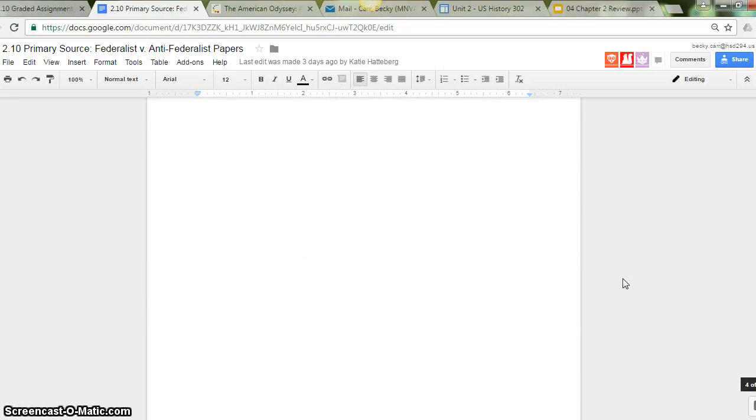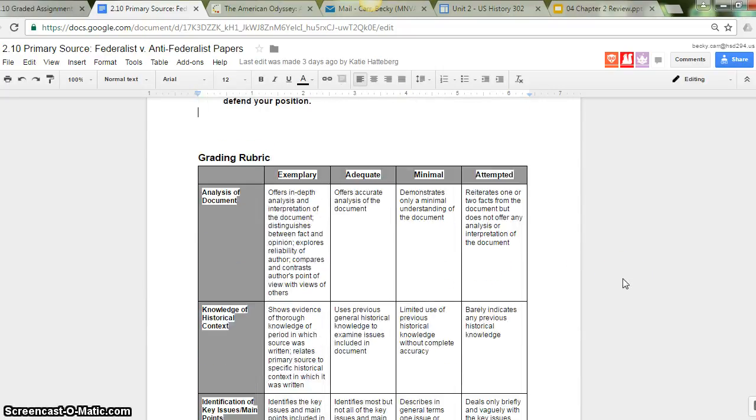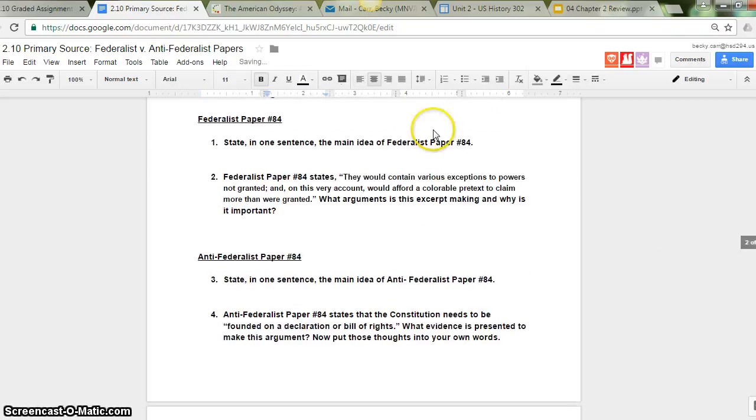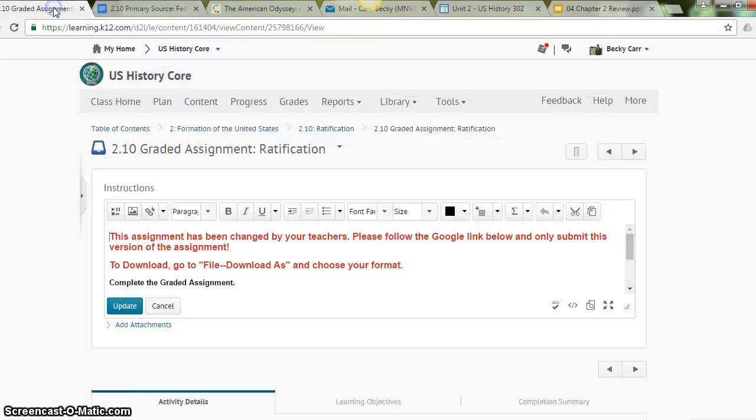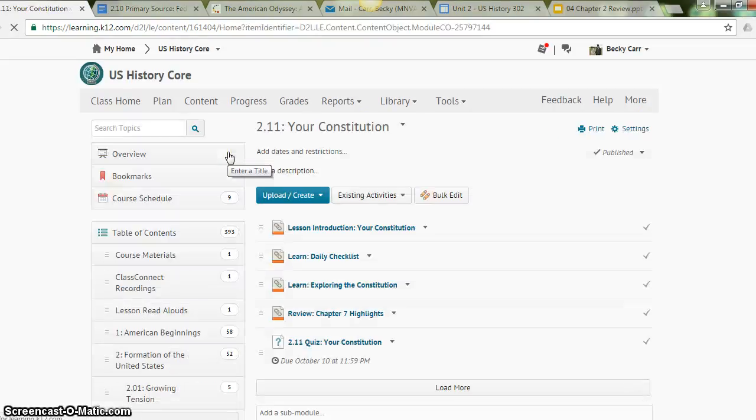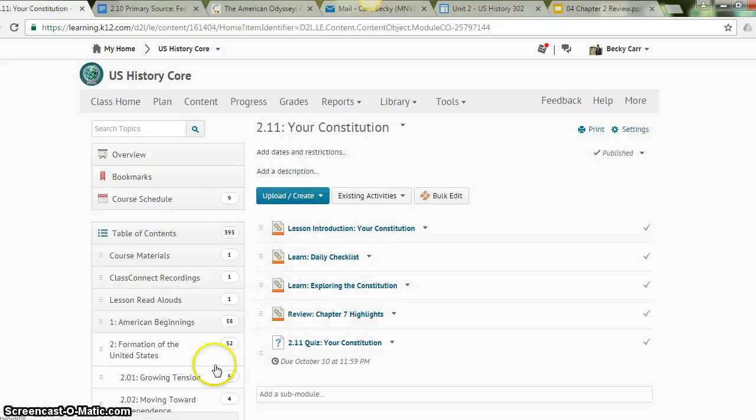And then here's the rubric, like we said, that you can check and see if you think you're fulfilling those to get an exemplary grade. And so that is the completion of lesson 2.10. I'm really focusing on the Federalist and Anti-Federalist arguments for ratification.